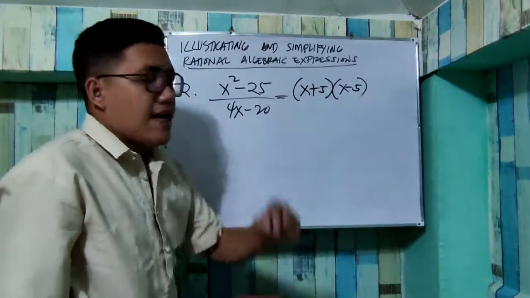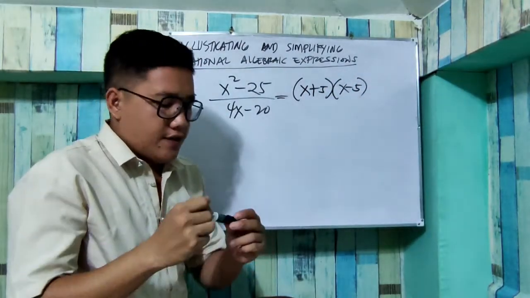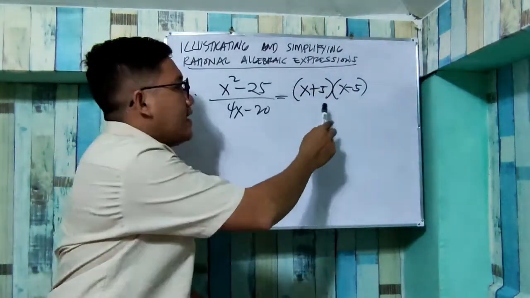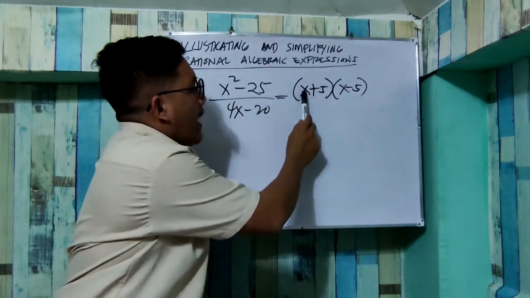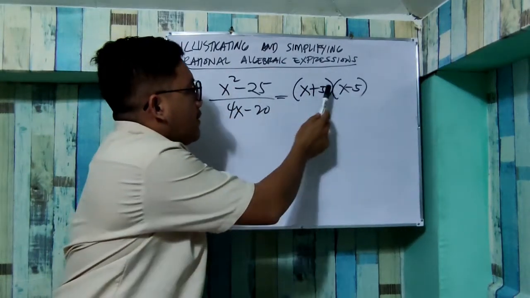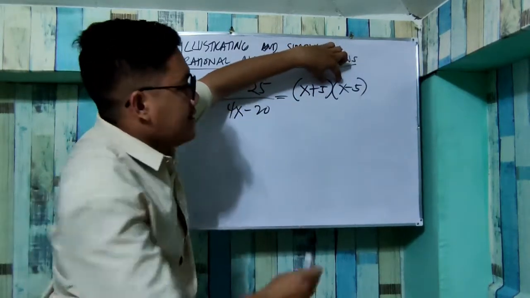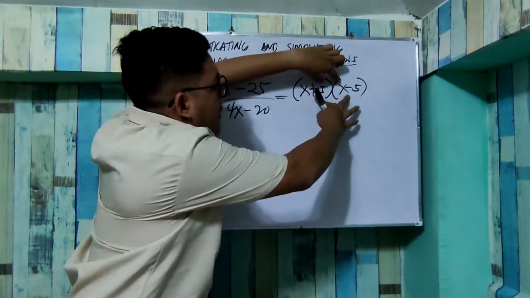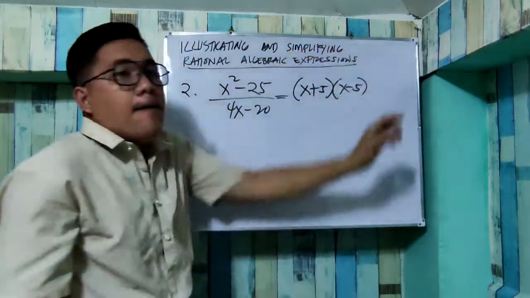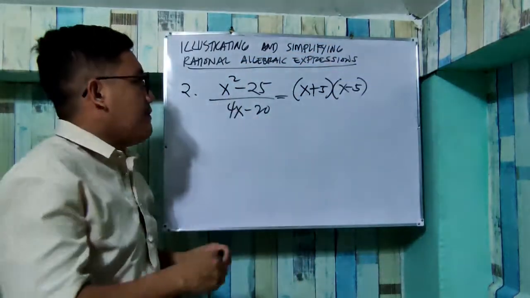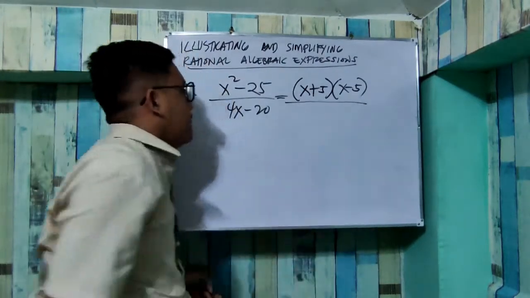Kung medyo nahihirapan pa sa pag-factor, you can watch yung mga una nating video. I-check natin kung babalik dito. X squared, 5, 25, 5x, positive, negative, 5x, 5x minus 5x, kasi negative pa, so that is 0. So, yun is nakabalik. So, next.